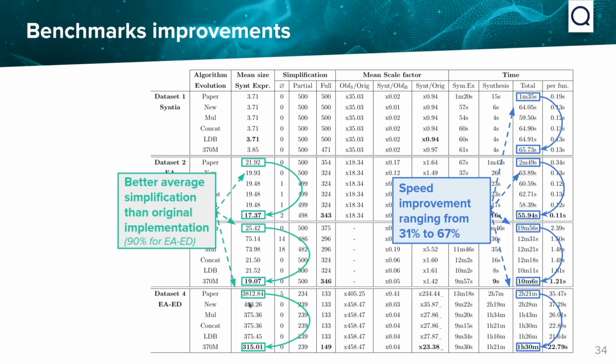For instance, on the last datasets, we obtained like 90% improvements in terms of synthesized expression size. And in terms of speed, for some of them, we have up to 67% improvements. I think it's the second one here. We went from 2 minutes 49 seconds to 55 seconds. So that's great. And here we are talking about 500 obfuscated expressions to deobfuscate.